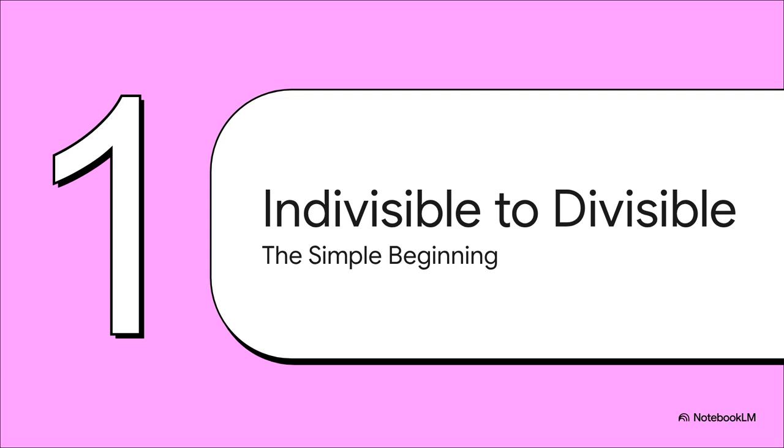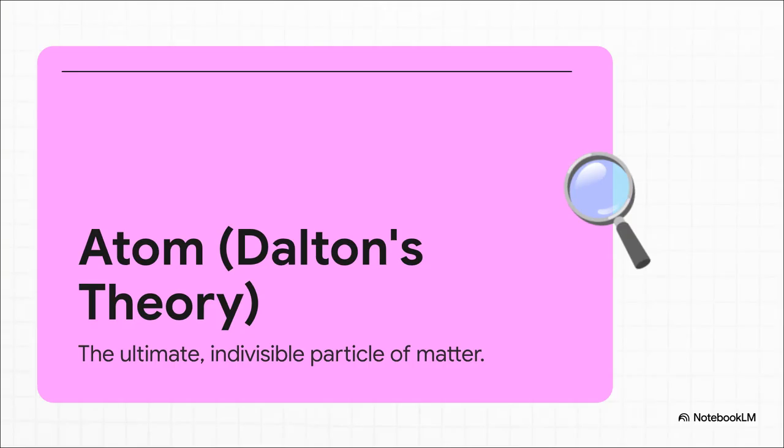Part 1, from indivisible to divisible. This is where the whole scientific story of the atom really kicks off. So, way back in the early 1800s, a guy named John Dalton came up with this idea. He said the atom is the end of the line, the ultimate, smallest bit of anything, a fundamental particle you just couldn't break down any further. The best way to picture it? A tiny, solid, unbreakable marble.